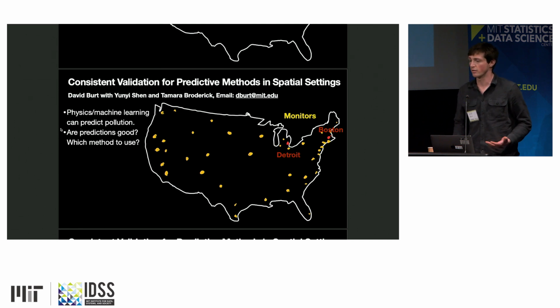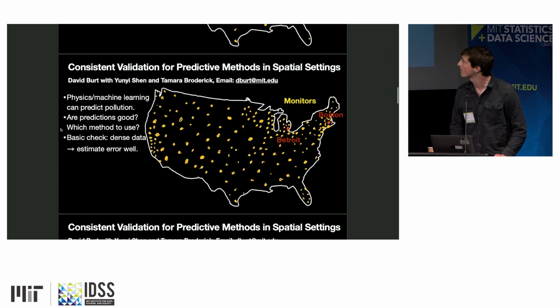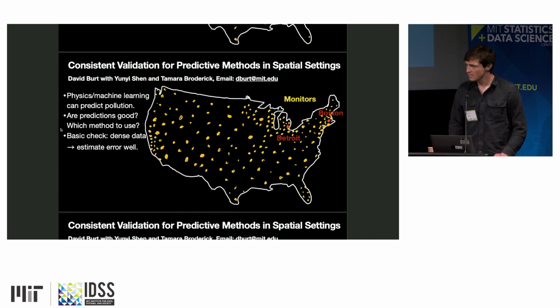For example, the monitors probably have some noise on them, and we don't have any monitors precisely in either of these cities. What's hopefully at least intuitively clear is that we would hope if our monitoring network was dense enough in space, we would be able to estimate the error of our predictive method well. And so we formalize this as a consistency idea: if our validation data becomes increasingly dense in the spatial domain, we want to be able to consistently estimate the error of our predictive method.